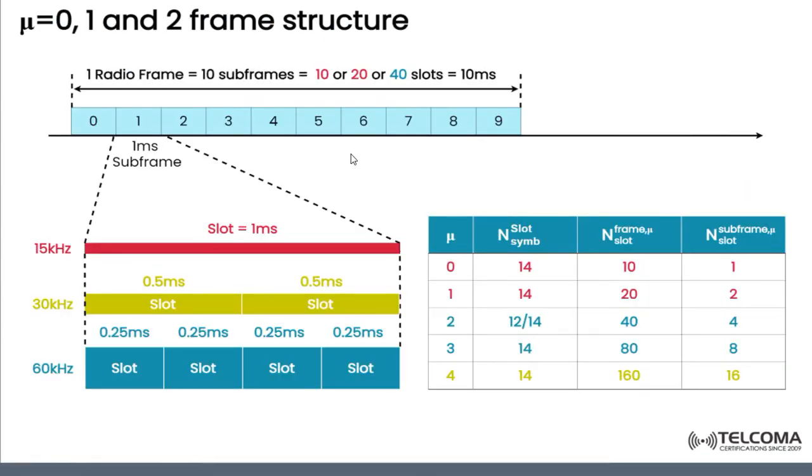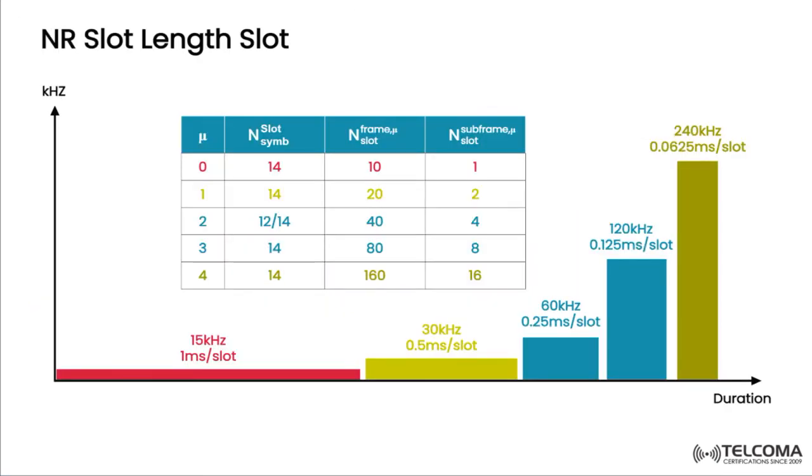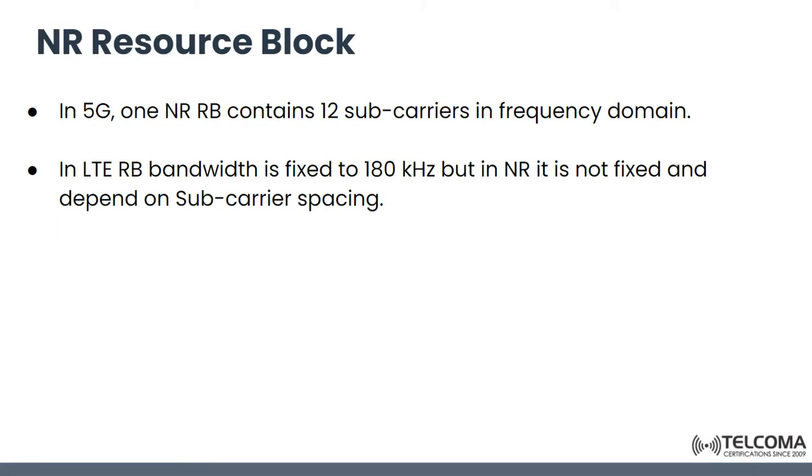This is the frame structure. We can see here one radio frame, which is 10 milliseconds with 10 subframes. If we expand a 1 millisecond subframe, it is divided into two slots of 0.5 milliseconds. In 5G, one new radio resource block contains 12 subcarriers in the frequency domain, as we have discussed in our diagram.